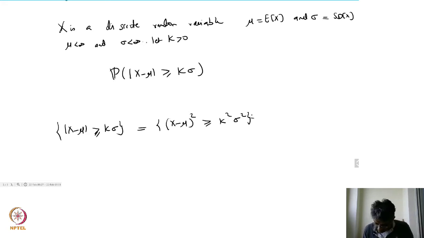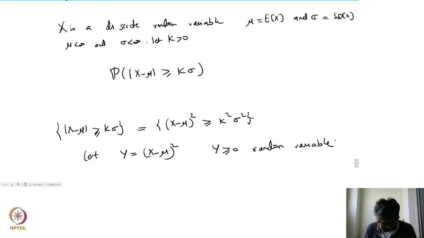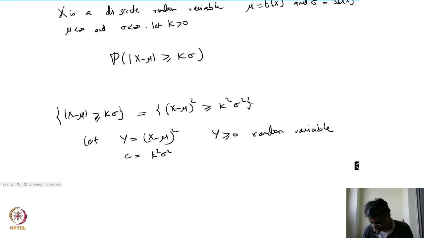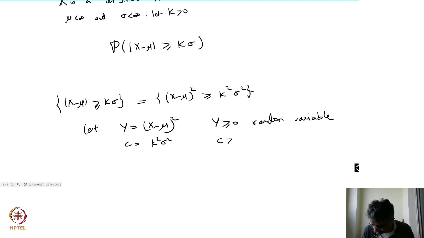Now you notice that let Y be X minus mu whole squared. So Y is a non-negative random variable, because it's a square of a quantity. Very nice. And if I take C to be equal to K squared sigma squared, C also is positive.